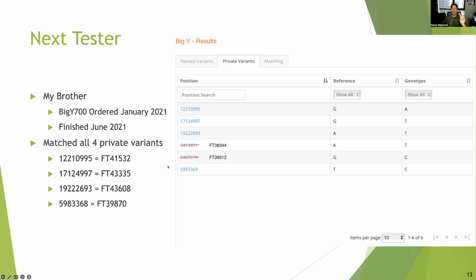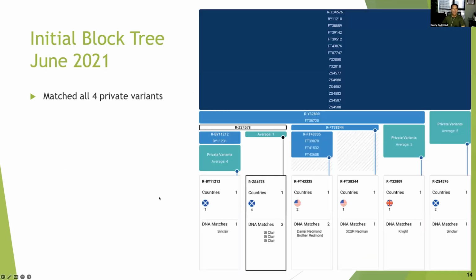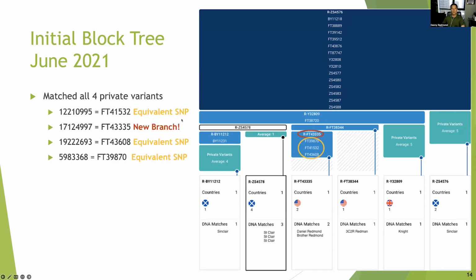Again, it takes 2 people to have the same private variant, and then they get named. Now they're named. So here's the new block tree in June of 2021. Here are the 4 new SNPs Family Tree named. Again, I don't know why they didn't pick the first one, but they picked the second one as the branch name, and then the 3 equivalents.